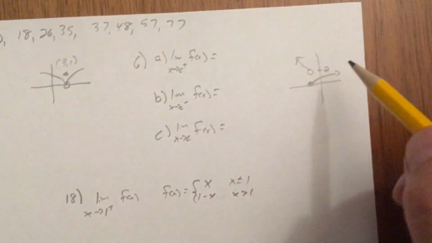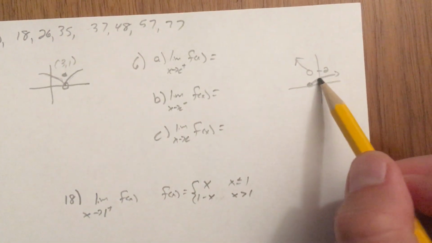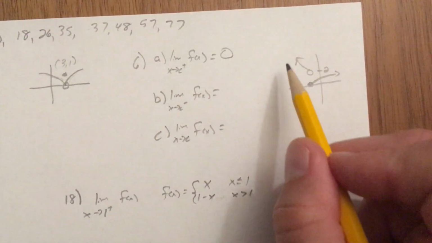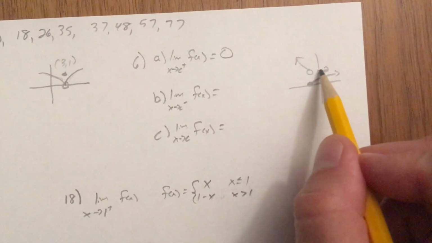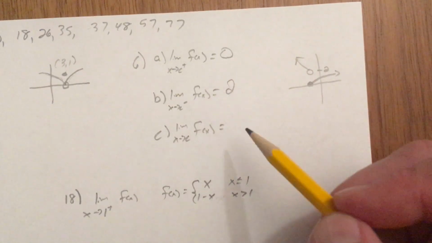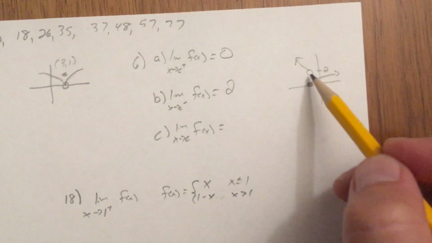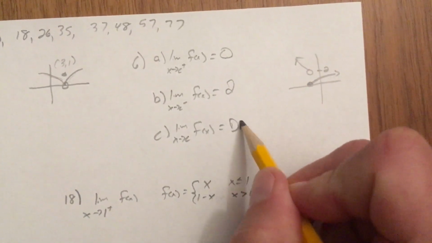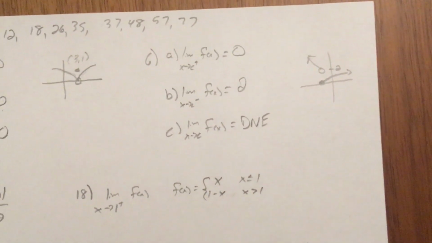For number 6, from the right side, I'm coming at a value of 0. But from the left side, I'm approaching this value of 2. Okay? So the right-side limit is 0, the left-side limit is 2. They do not agree. We have a gap or a break or a jump discontinuity. And so we would say the full limit does not exist.